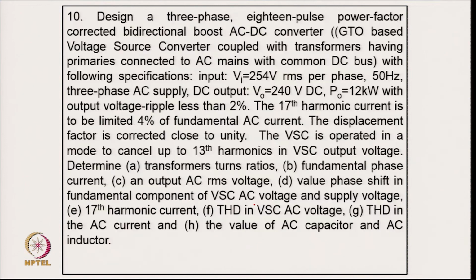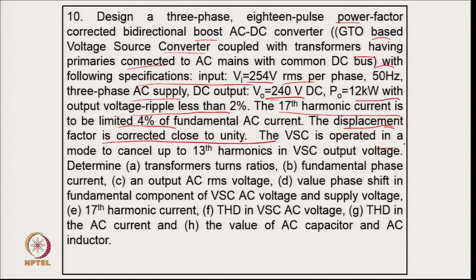Now, coming to the 10th example: design a 3-phase 18 pulse power factor corrected bidirectional boost converter, GTO based voltage source coupled with the transformer primary connected to AC mains, with the following specification: supply voltage per phase is 250 volt RMS, 50 hertz 3-phase supply. DC output voltage is 240 volt, output power is 12 kilowatt, with output voltage ripple less than 2%. 17th harmonic current is limited to 4% of the fundamental, and because it is 18 pulse, you will not have harmonics lower than the 17th, and displacement factor is corrected to unity.